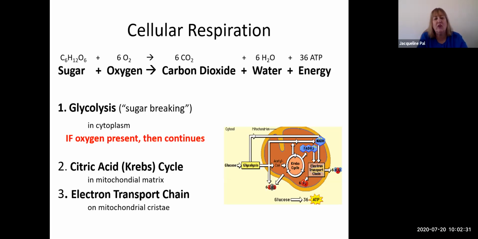And in that electron transport chain, this is where we are going to be making the vast majority of our energy. So if everything goes perfectly at the end of this, we can end up with 36 ATPs, but only if there was oxygen. If there was no oxygen, how much ATP did we end up with?